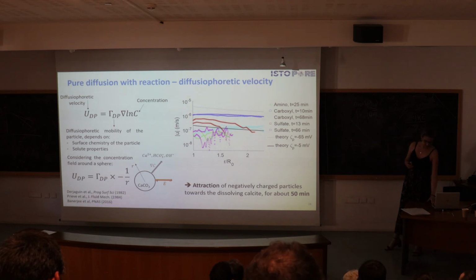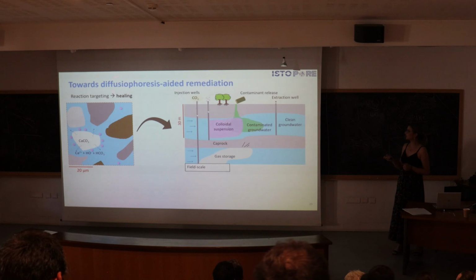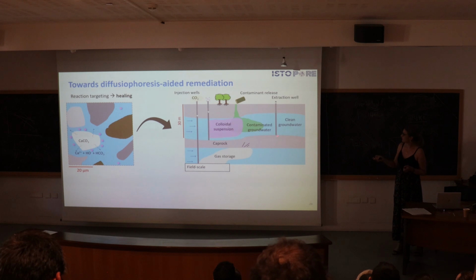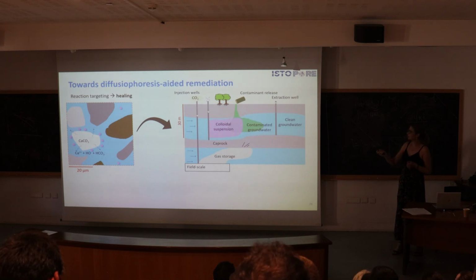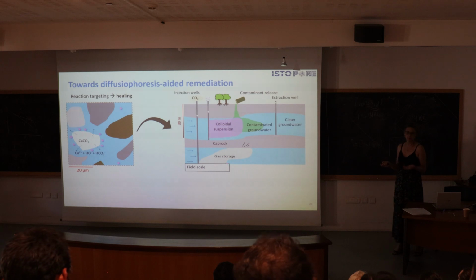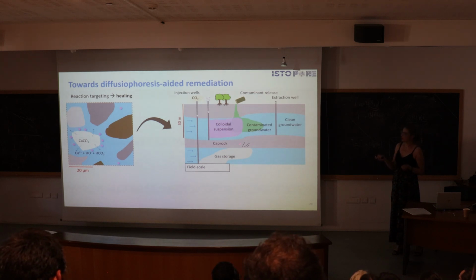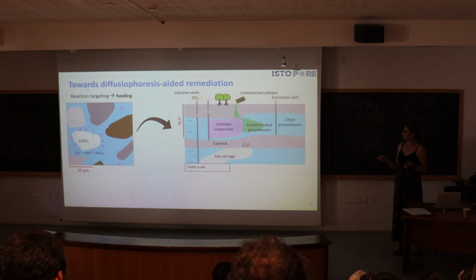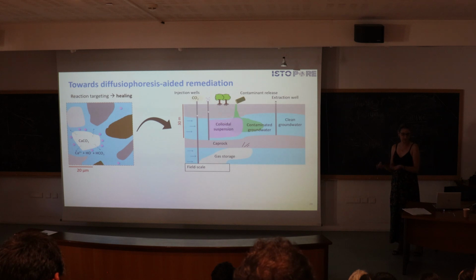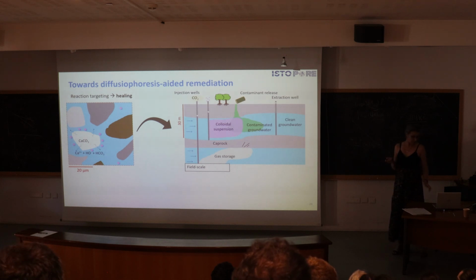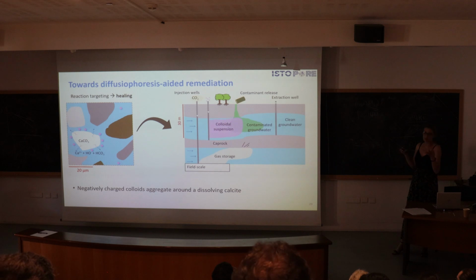So the idea with this kind of results is to see if we can go towards remediation that will be aided by diffusophoresis. For example, in the context of CO2 sequestration, where you want to avoid your CO2 going back to the aquifer or to the atmosphere through fractures that are dissolving, you could target mineral reaction with colloids that will fill your fracture or that will precipitate and close the fractures. It can also be used to target a contaminant in the same way.